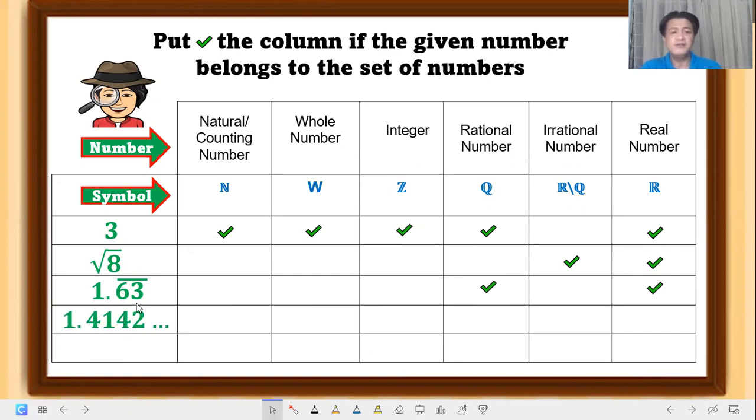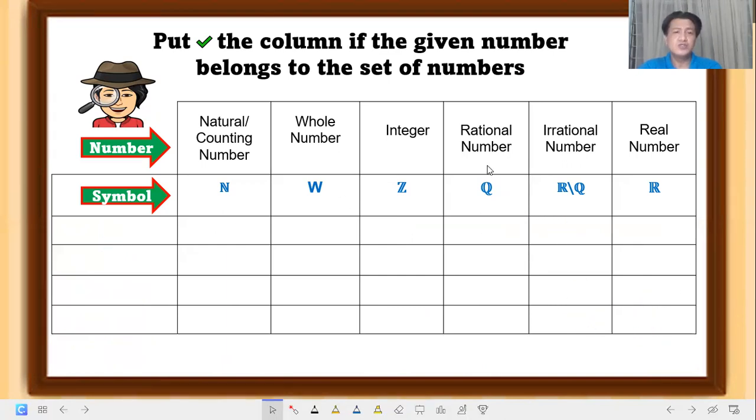Continuous yan, no? Non-terminating, non-repeating. Okay. Meaning to say, this is the equivalent value of square root of 2. Kaya nga, this is simply irrational number and yung real number. Check natin. And we have this negative 1/2 or kapag kinonvert sa decimal, negative 0.5. So, ibig sabihin yan, hindi siya natural, hindi whole number, hindi siya integer, but this is rational number. Okay? Irrational, no. Real number siya.